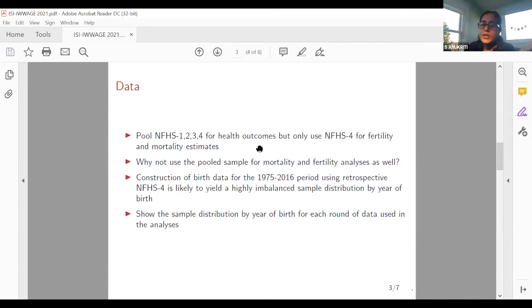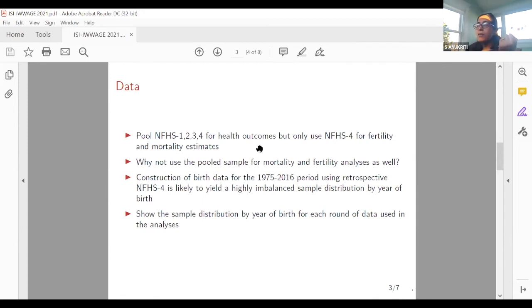In our paper, we look at REDS, which collected this data. One of their rounds collected this data for all surviving children at the time of the survey. So you have to pool in order to be able to have a large enough sample. But for fertility and mortality analysis, you use only retrospective birth histories from NFHS 4. So my first question is, why not use the pooled sample for the mortality and fertility analysis as well?